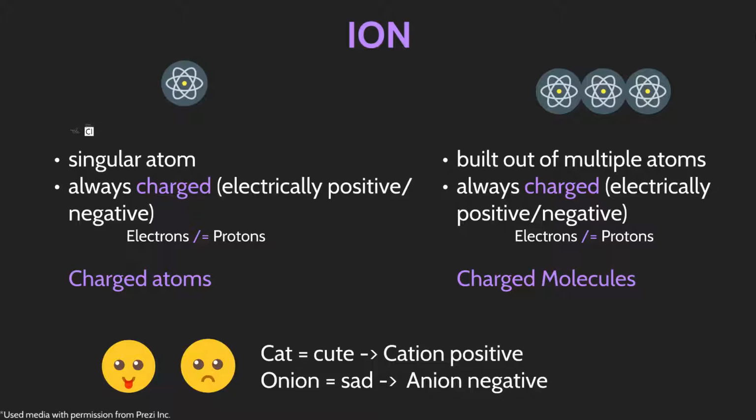I have a little mnemonic for you to remember these terms. Cations have cat in the name. Cats are cute and cute things are positive. Anion, on the other hand, sounds like onion, which makes one cry, which is negative.